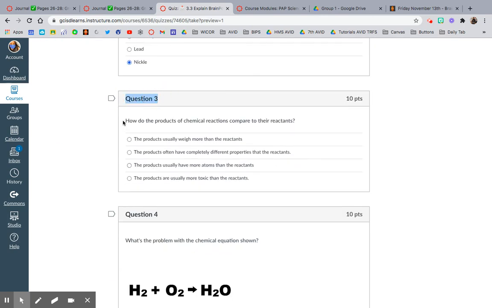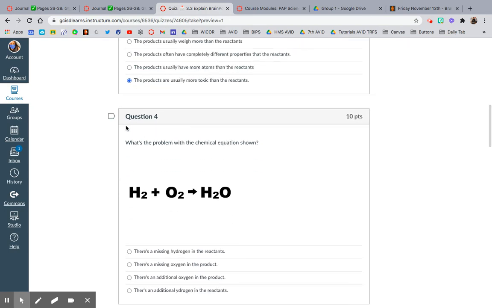Question 3. How do the products of chemical reactions compare to the reactants? The products usually weigh more than the reactants. The products often have completely different properties than that of the reactants. The products usually have more atoms than the reactants, or the products are usually more toxic than the reactants.